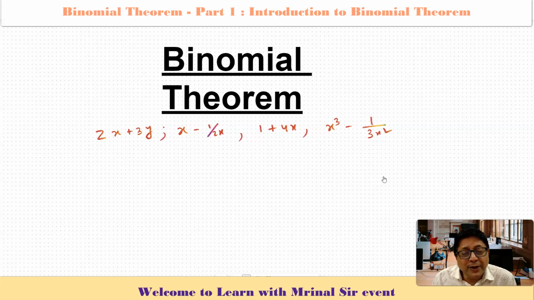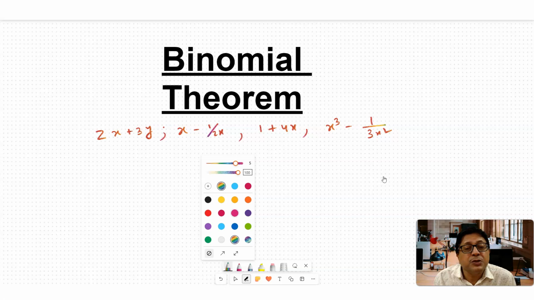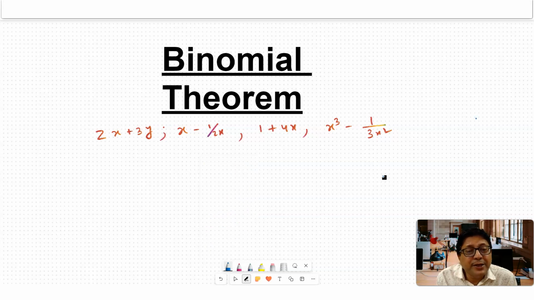Why are they called binomial terms? Because in binomial, bi means 2. So if an expression contains 2 terms, then it is said to be binomial. This one is binomial because it consists of 2 terms, 2x and 3y. This one contains 2 terms, x and 1 by 2x. This one also, although 1 is a constant. And any index can be there in numerator or denominator, it can be binomial. So remember, for binomial, there will be 2 terms.